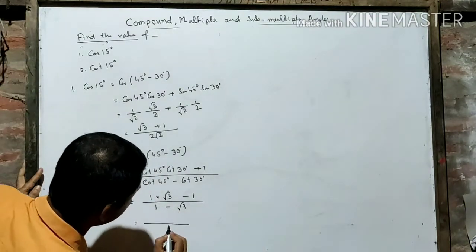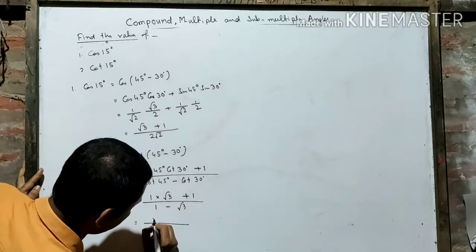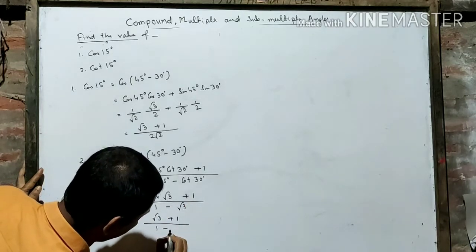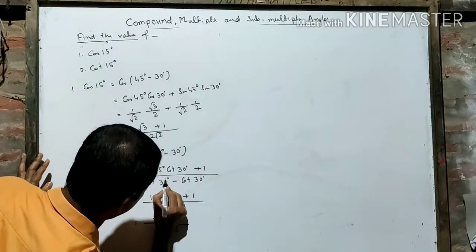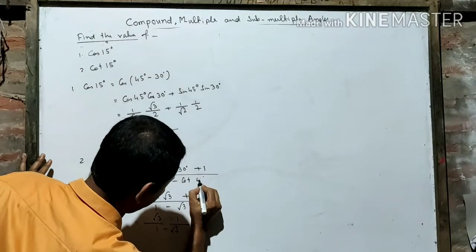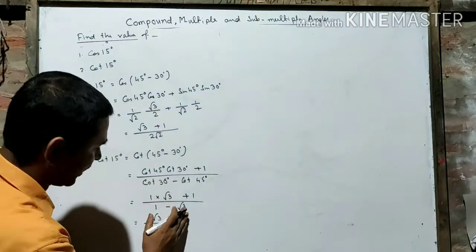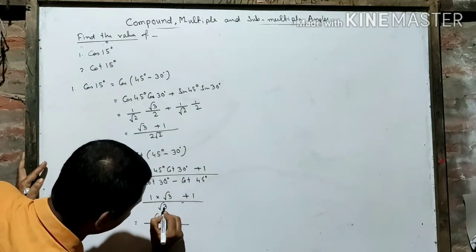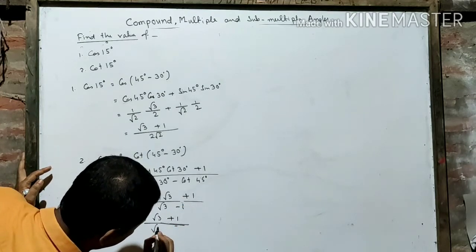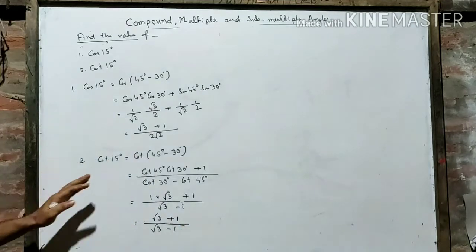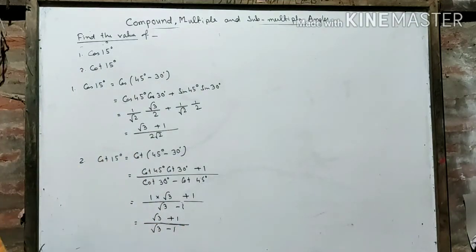I have made a mistake. It is cot B minus cot A. So it will be cot 30 minus cot 45, and here it will be root 3 minus 1. So this is root 3 plus 1 divided by root 3 minus 1. Okay. So the value of cot 15 degree is root 3 plus 1 by root 3 minus 1.